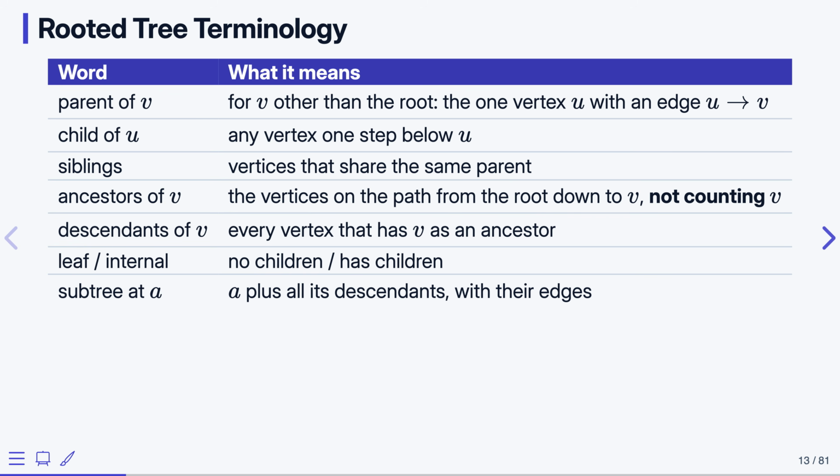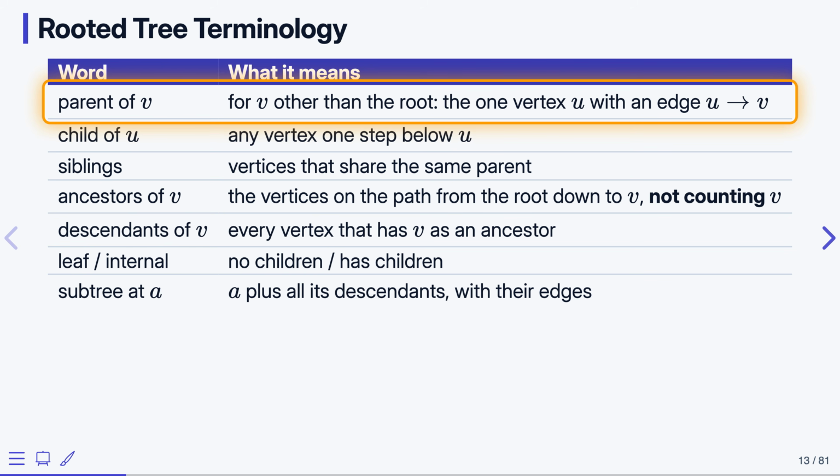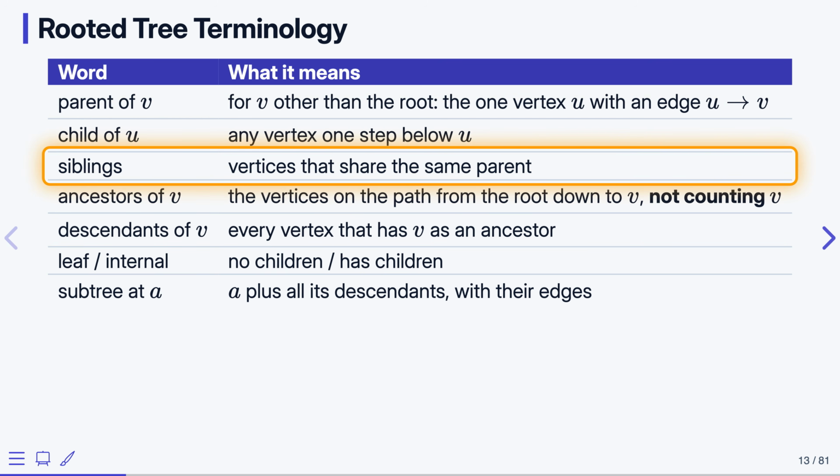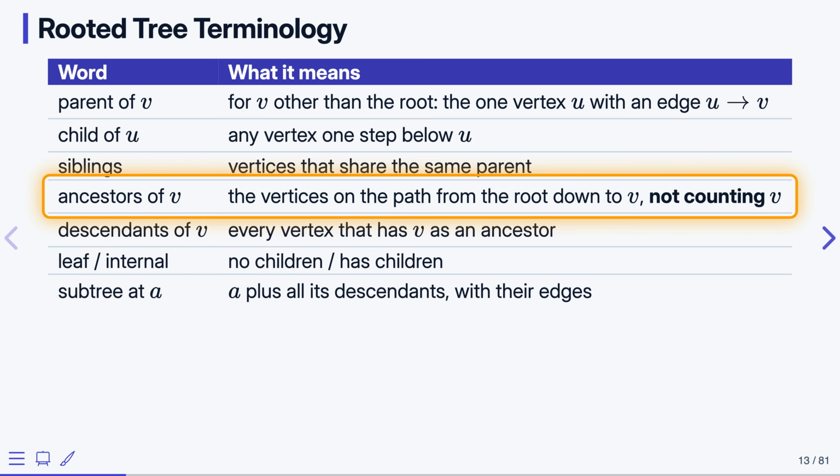Rooted trees borrow their words from family trees and from botany. This table collects them all in one place. The parent of a dot is the one dot just above it, joined by an edge. Every dot has a parent except the root, which has nothing above it. Going the other way, a child is any dot one step below. Siblings are dots that share the same parent, just like brothers and sisters. The ancestors of a dot are all the dots on the path from the root down to it. We do not count the dot itself.